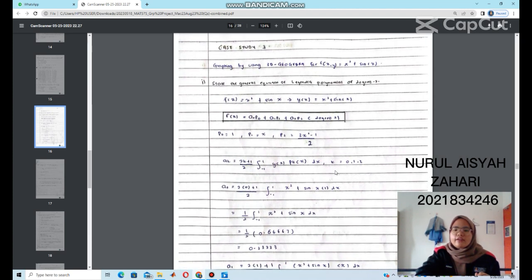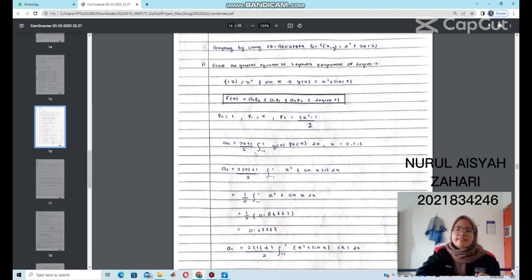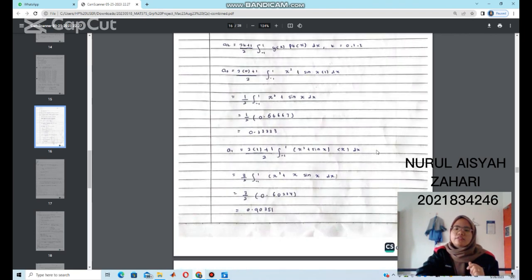Then I got the value of ak equal to (2k plus 1) divided by 2. And I need to assume the value of k: at a0, k is equal to 0, at a1, k equal to 1, and at a2, k is equal to 2.